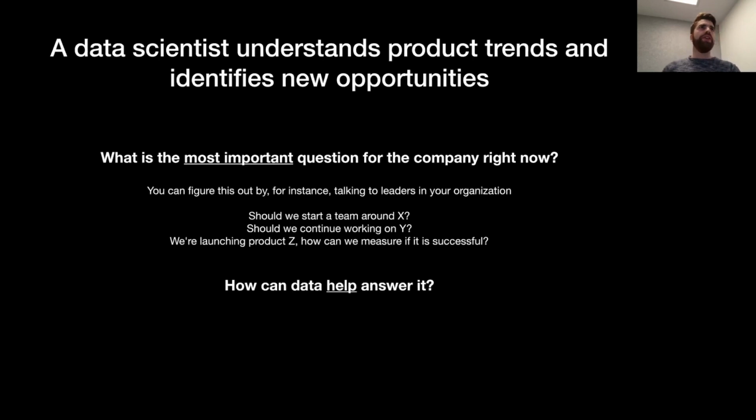So in a nutshell, the way I would describe a data scientist is that our core responsibility is to understand product trends and identify new opportunities. One way that a former leader of mine used to frame this in two questions was pretty interesting. There are two questions you should always be asking yourselves. The first one is, what is the most important question for the company or for your product team right now? And the second one is, how can data help answer this question?